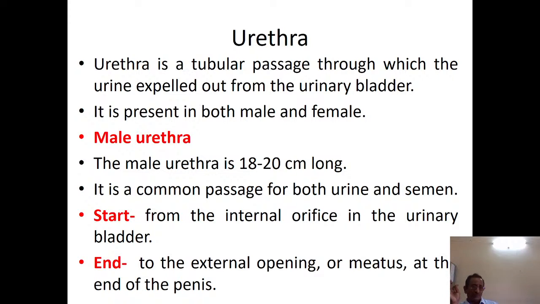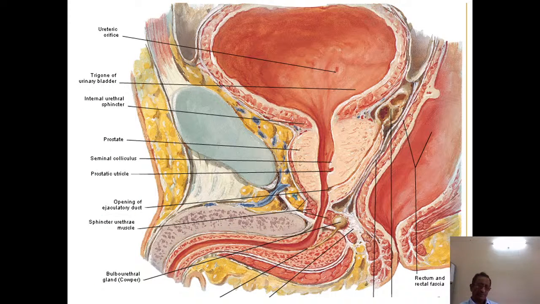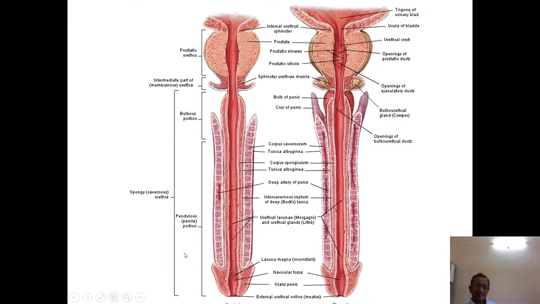It starts at internal orifice of urinary bladder, ends to the external opening or meatus at the end of the penis. So, this is the male urethra where we are showing it is starting at the internal opening, that is at the base of the bladder, and it is passing through the prostate, then it is passing through the pelvic fascia and passing into the penis, and then it is going out. Again here we are showing this is the membranous part of the urethra, then the prostatic part of the urethra, and penile part of the urethra. So we are having three parts.